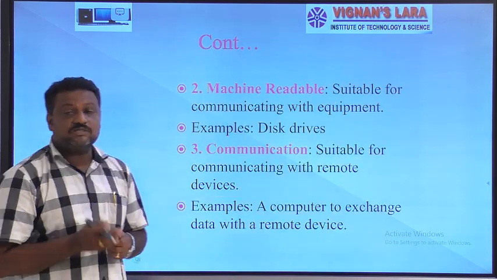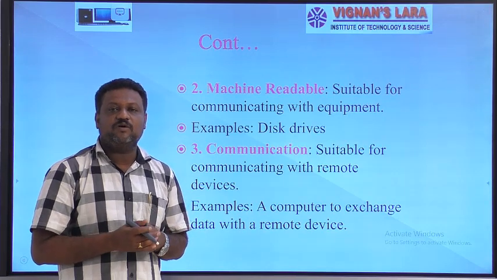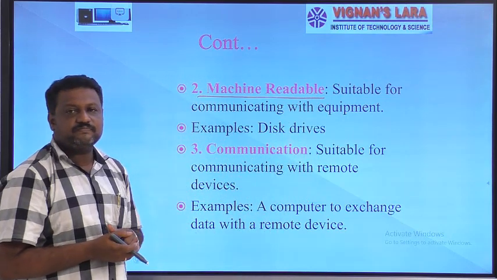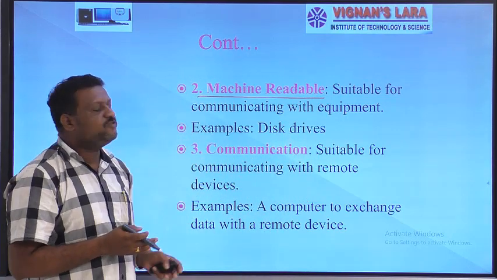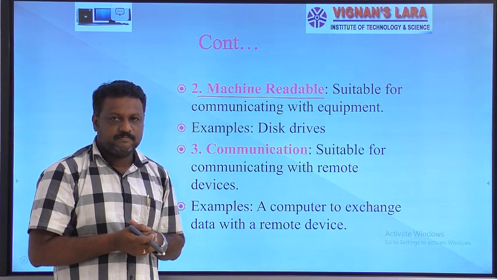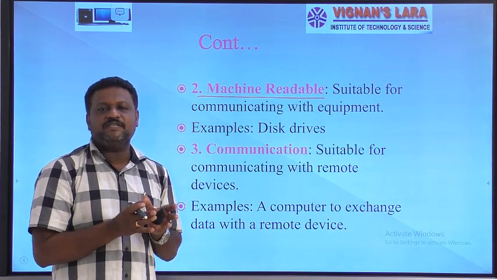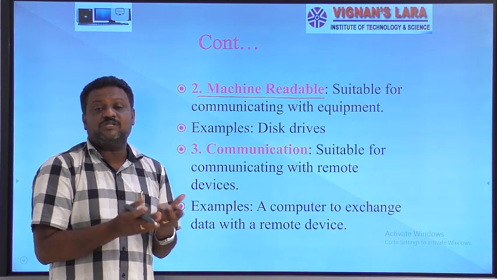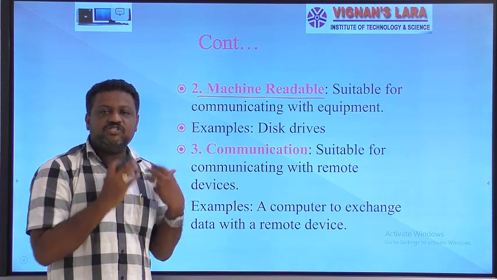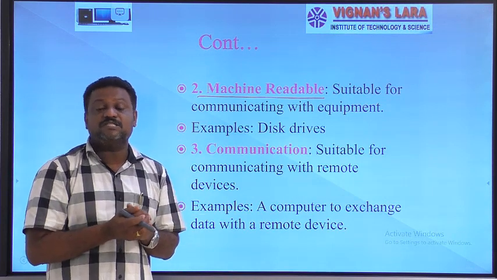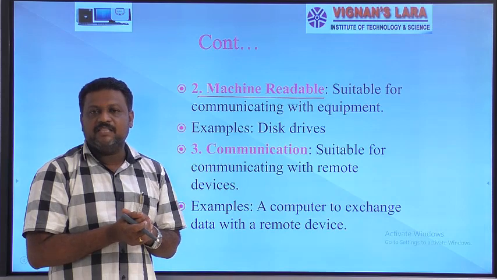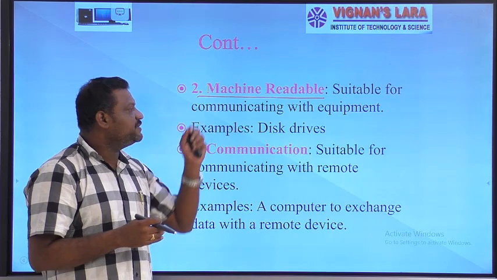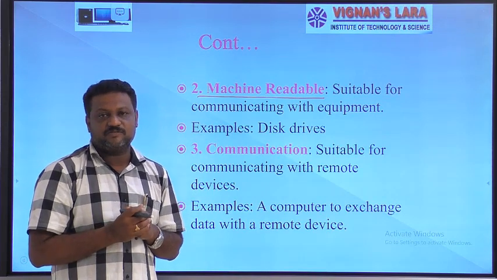And coming to the second category of I/O devices, we call them machine readable I/O devices. These are suitable for communicating with equipment. That means for some I/O devices, the user is unable to use them, and our system communicates with them straight away. In that case, user involvement does not exist. Such I/O devices we call machine readable devices.